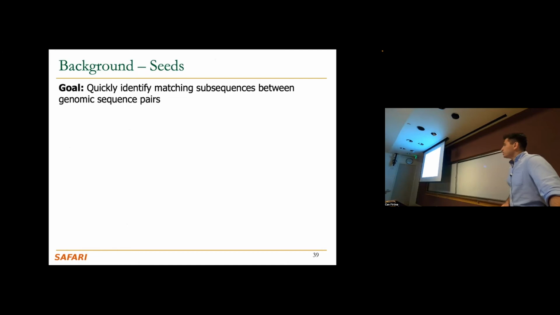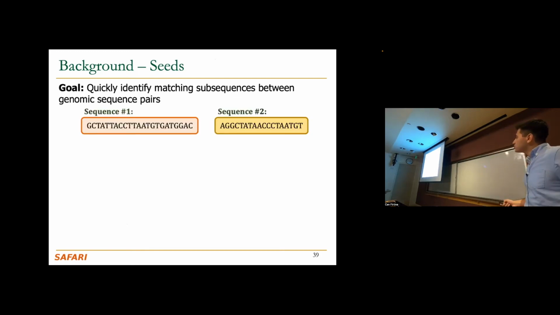But before that, let me give you some background on seeds. The goal of using seeds is to quickly identify matching subsequences between genomic sequence pairs. We do this because we don't want to align each genomic sequence pair to each other, since it's very costly. Rather, we want to quickly identify the matching blocks between DNA sequence pairs so that we can start from there. Basically, it becomes a clue for us. You can assume that we have these two sequences, and we want to identify whether these two sequences are similar to each other.